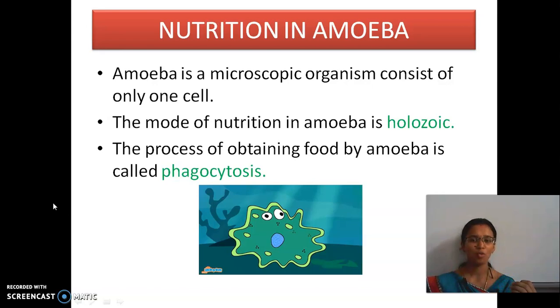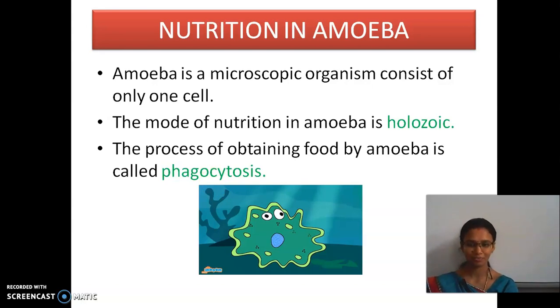And here also the mode of taking in nutrition in amoeba is holozoic. The mode of nutrition in human is also holozoic. The mode of nutrition in amoeba is also holozoic. Okay, but the process of obtaining food by amoeba, that is different. The process of obtaining food by amoeba is called phagocytosis. Just repeat it once.